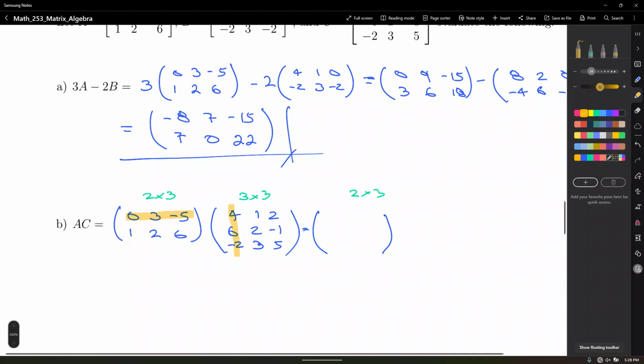So what do we do? Multiply 0 times 4 plus 3 times 6 plus negative 5 times negative 2, okay? You can do this in your head, actually. Let me highlight each pair of numbers and multiply. So, again, 0 times 4, which is 0. 3 times 6, which is 18. And negative 5 times negative 2, that's going to be positive 10, plus 18. Is that 28? Okay, that's 28.